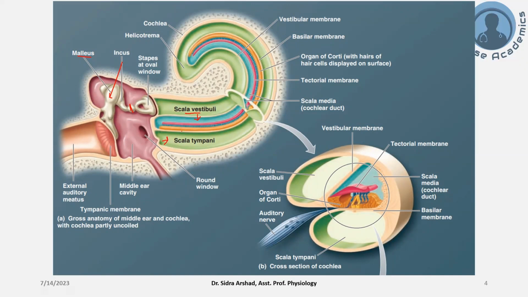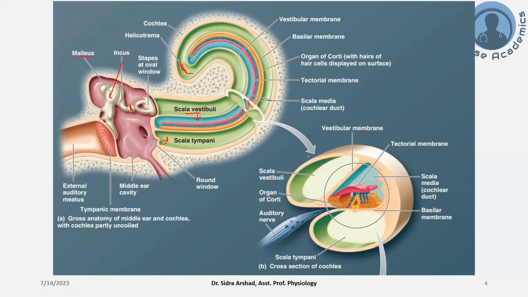All of these compartments are filled with specialized fluids. The fluids which occupy the scala vestibuli and scala tympani are known as perilymph, whereas endolymph is the fluid found in the scala media. You can see over here at the helicotrema, the scala vestibuli and scala tympani communicate.